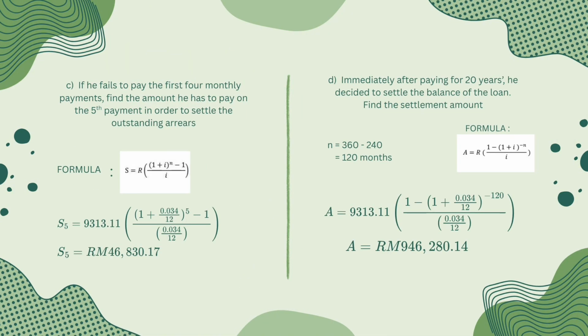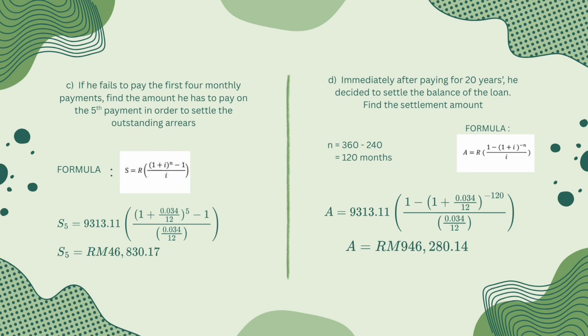C. This question tells us that the borrower did not make the first 4 monthly repayments, so by the time he reached the 5th month, he must cover those 4 missed payments plus the interest incurred on them. In this question, we will use the future value formula. So the final amount he must pay on the 5th month to settle all outstanding arrears is Rm 46,830.17.